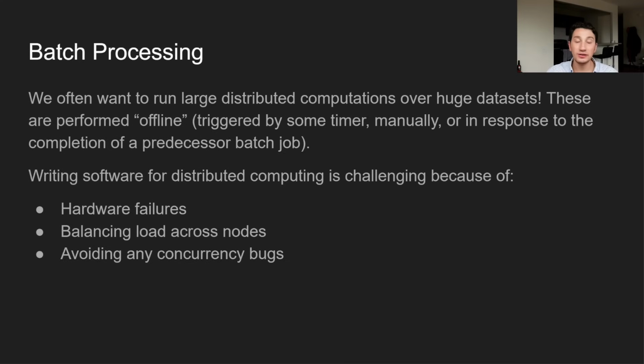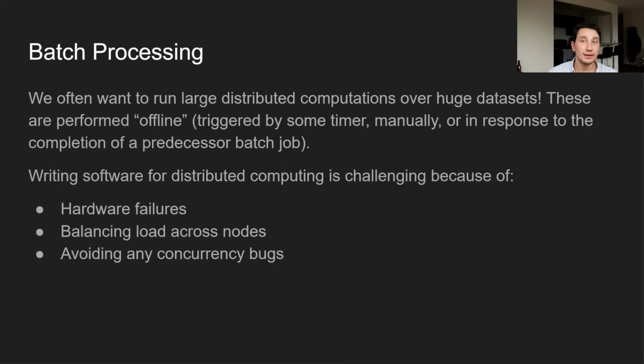Okay, so I think we've made it out of database hell. Let's go ahead and start talking about some other stuff. Number one is going to be batch processing. Basically, batch processing is when we run a big batch job or a massive computation that's distributed over a massive data set. Typically, these are run offline, which means they just have some sort of trigger.